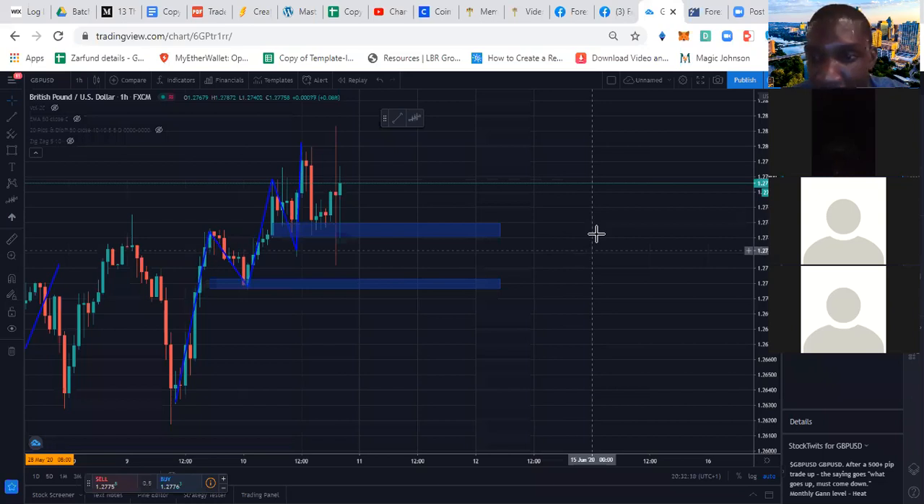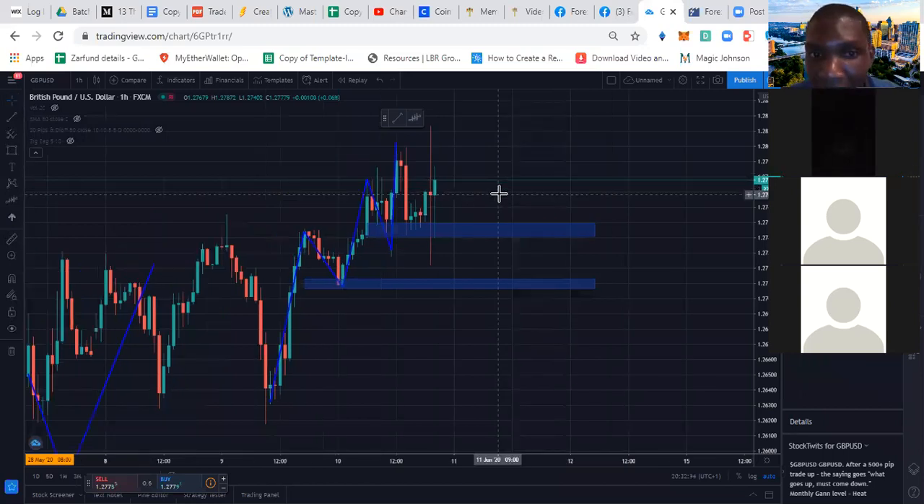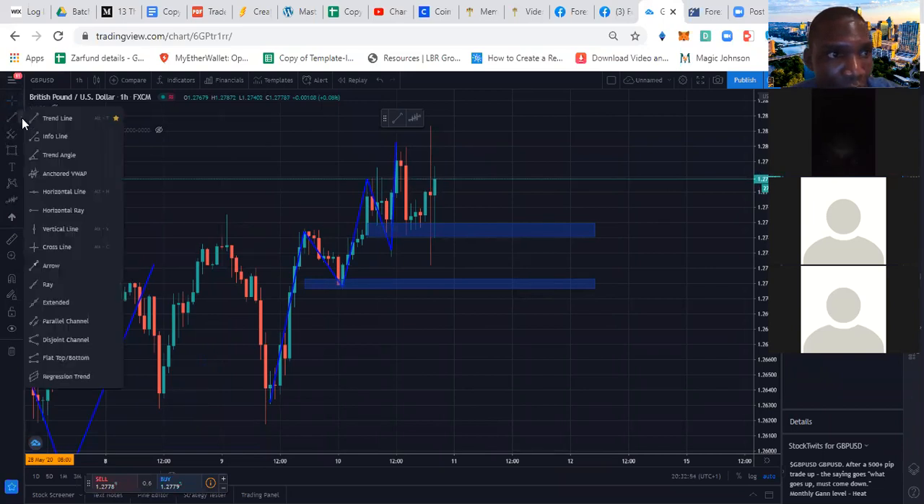So this is TradingView. These indicators I'm using here. Yes, the truth is using TradingView to analyze is actually better than using MT4 to analyze, because of the tools. Look at where my cursor is. You see all these tools. You see all of these.